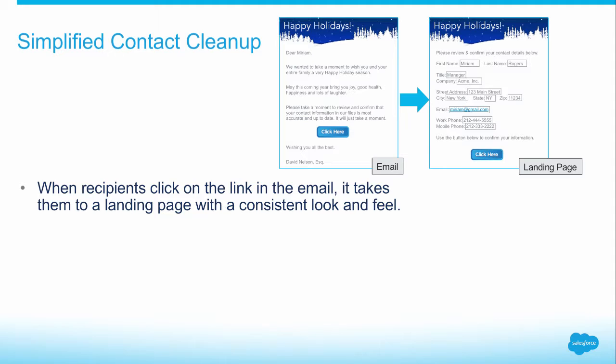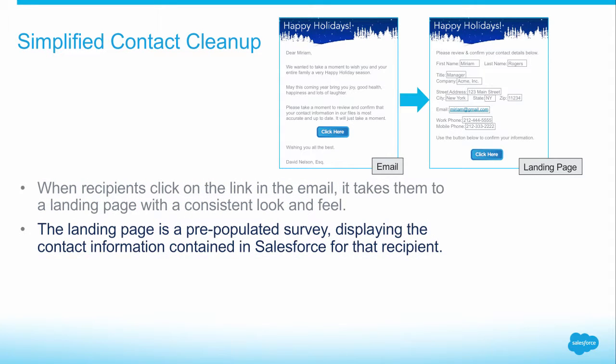When a recipient clicks on the link in the email, it takes them to a landing page with a consistent look and feel. So what you see in the upper portion of the screen, the left-hand side shows a mock-up of an email, Happy Holidays, wishing you all the best, but there's a button there that says click here. When they click on it, a browser window opens. The browser window has the same look and feel as that email, but it actually displays quite a bit of information there. The landing page is actually a pre-populated survey displaying the contact information contained in Salesforce for that recipient.